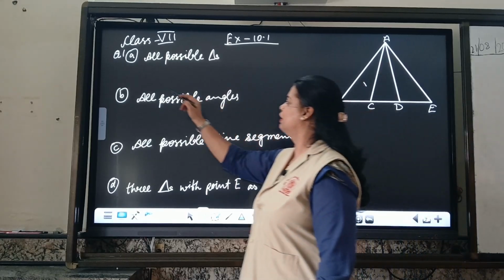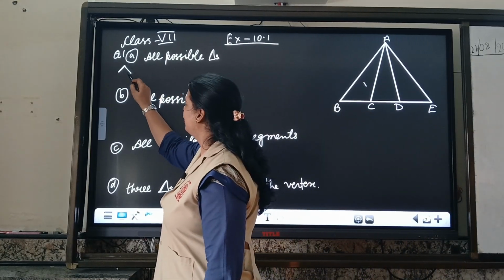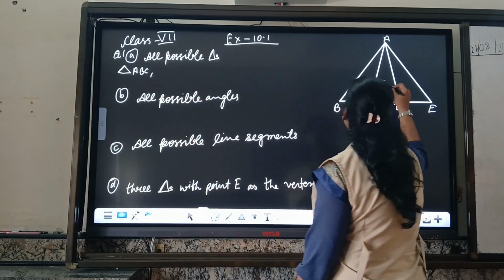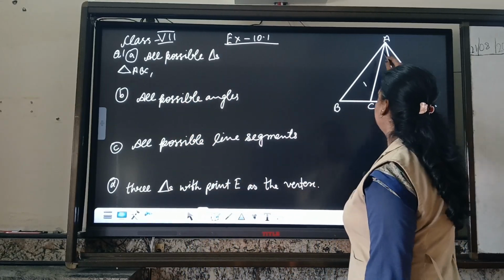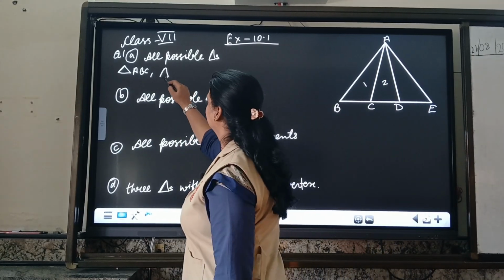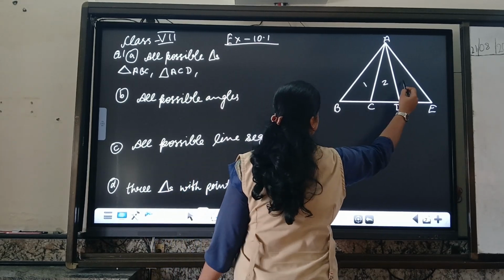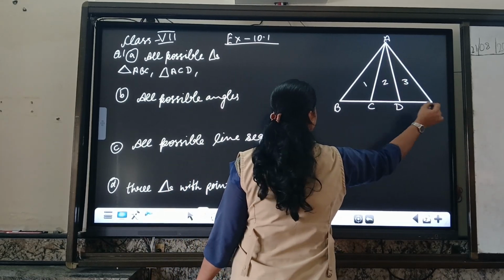ABC. So I will write the symbol of triangle with ABC. Now I will put a comma. Next is ACB. Now you will tell me the third one. Yes, it is ADE.